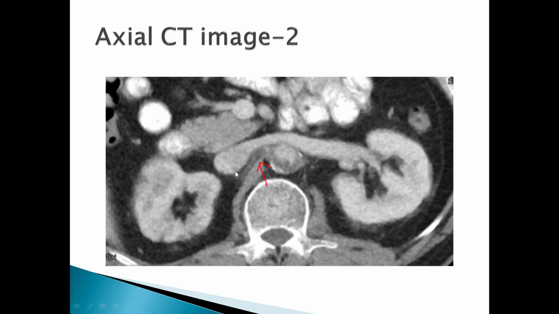So on this image, what we see, the right main renal artery is arising from the abdominal aorta. Its caliber is decreased. Also, it is not completely opacified.